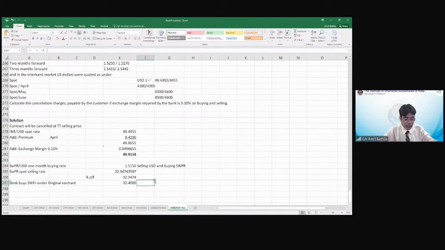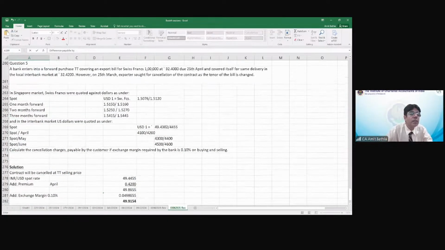Right? Yes, sir. And now the bank is selling under cancellation. Right? Under cancellation, at what rate? We have just computed that, which is 32.9474. So this difference is a loss, or a gain. Who will pay that? The difference will be payable by whom? By the customer, yes.